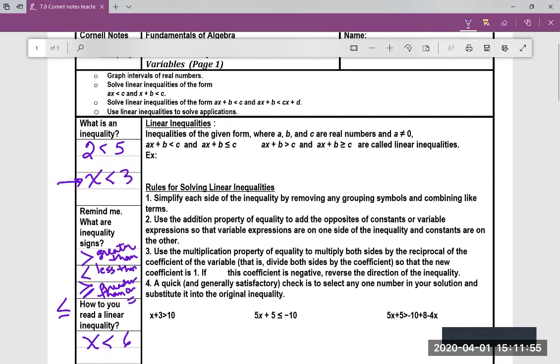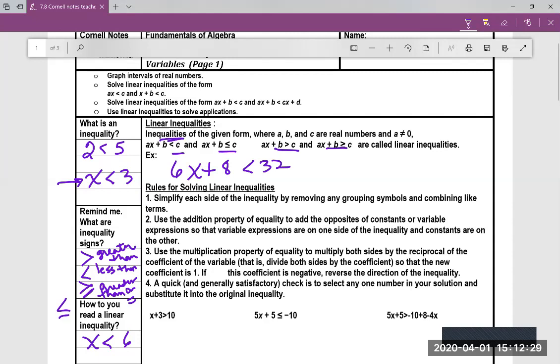Okay, so linear inequalities, these are inequalities of the given form. A, B, and C are real numbers, and A cannot equal 0. So they look something like this. Here's an example: 6x plus 8 is less than 32. That's an example of a linear inequality. And we have solved problems like this. Instead of this inequality sign, there was an equal sign.